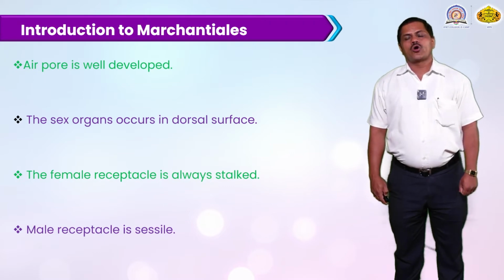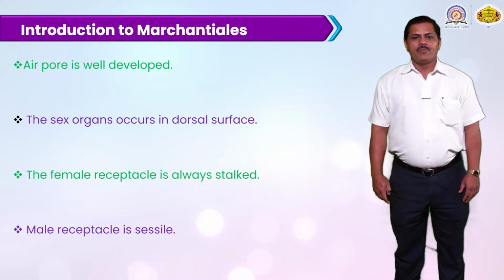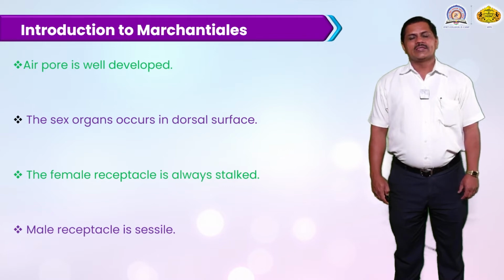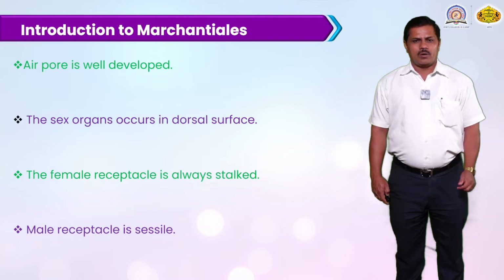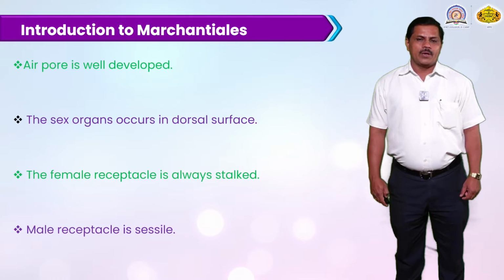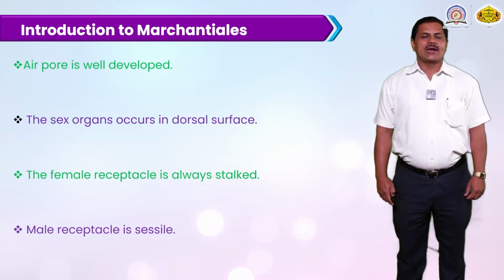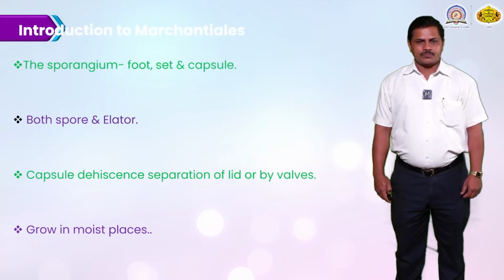The sex organs occur mostly on the dorsal surface, meaning above the thallus surface of the bryophyte. The female receptacle is always on a stalk. It develops on a stalk at the basal portion. The male receptacle is sessile. Means the female reproductive organ develops a pedicel-like, base-like structure, but the male reproductive organ is sessile. Without a base, it directly attaches to the surface of the thallus.